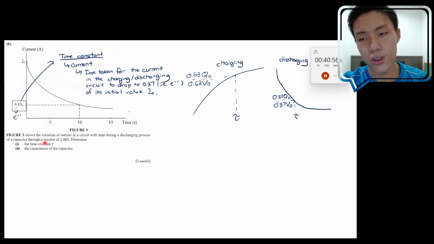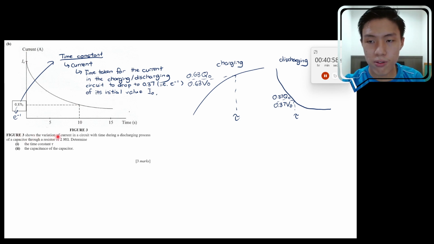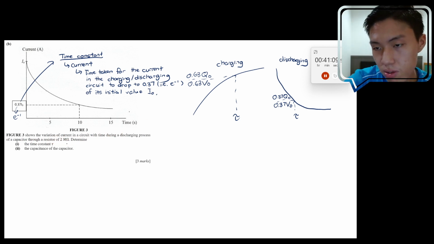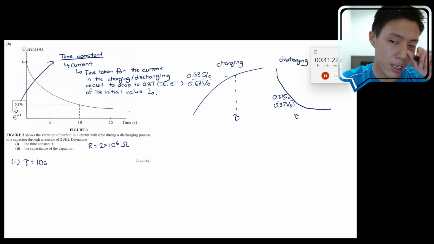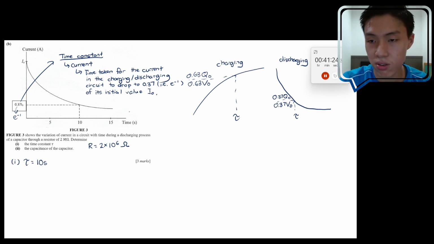Figure 3 shows the variation of the current in a circuit with time during a discharging process of a capacitor through a resistor of 2 mega ohm. So your resistor is 2 mega ohm here. Let's write down: 2 is time, mega is times 10 to the power 6 ohm. Determine the time constant. Just now I already mentioned it. From the graph, you see that tau is equal to 10 seconds. Just writing it like this, I think you'll be able to get your marks, because it's very straightforward.